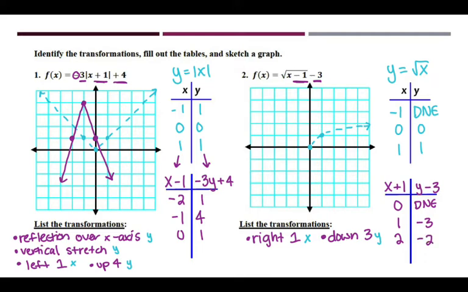So let's see where these points are. 1, -3 is right here. 2, -2 right here. And we can see that that blue graph has now shifted to the right 1 unit and down 3. This one didn't have a reflection or a stretch.